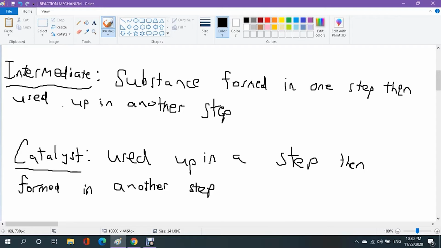Now, something important you have to know about the intermediate and the catalyst is that you would never usually find an intermediate or a catalyst in the final overall reaction, because something that is formed in one step, which would be on the right side, and then used up in another on the left side, you can cancel those two out. And the same thing with the catalyst. And something else important that you have to know about the intermediate is that you can never write a rate law in terms of an intermediate. And that's very important, so keep that in mind.